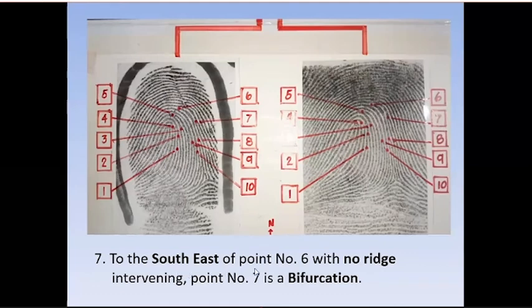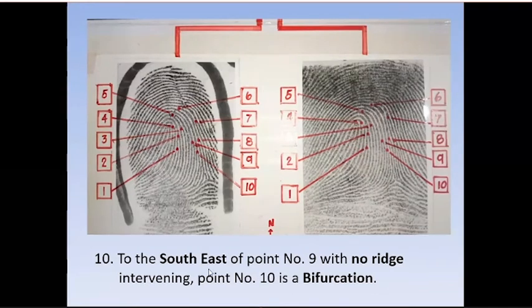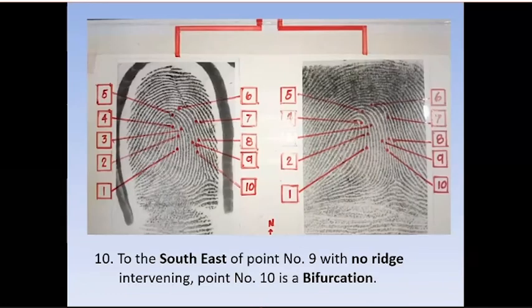To the southeast of the point number 6 with no ridge intervening, point number 7 is a bifurcation. To the southeast of the point number 7 with no ridge intervening, point number 8 is a bifurcation. To the southwest of the point number 8 with one ridge intervening, point number 9 is a bifurcation. To the southeast of the point number 9 with no ridge intervening, point number 10 is a bifurcation. Diba? So, ganon ang pag-explain sa court. Diba?